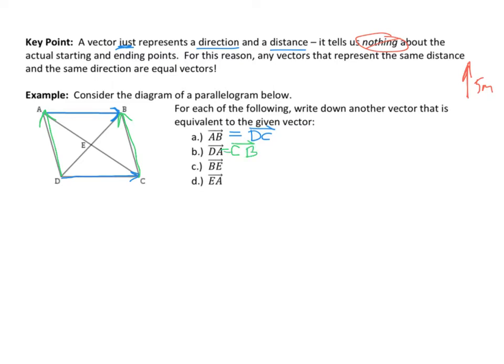Okay. The next one that we could do here is BE. So here, BE would be from here to here. Are there any other things in the diagram that are the exact same direction, the exact same length as that? Well, the diagonals of a parallelogram bisect one another. So basically that vector is the exact same thing as this one right here, ED. And then the last one that I have here is the vector EA. Well, let's see here. EA is that vector right there. And so CE would be the exact same thing.